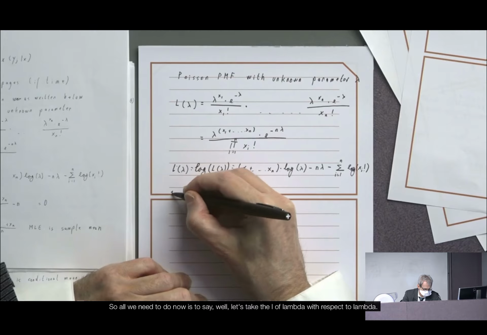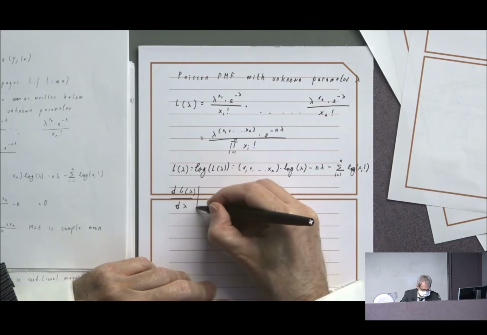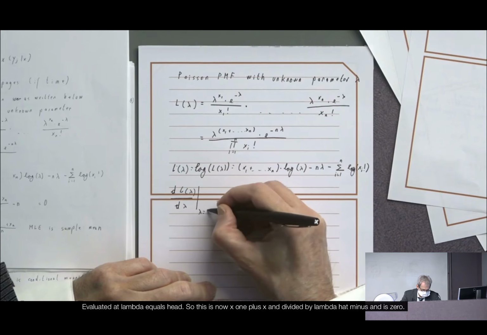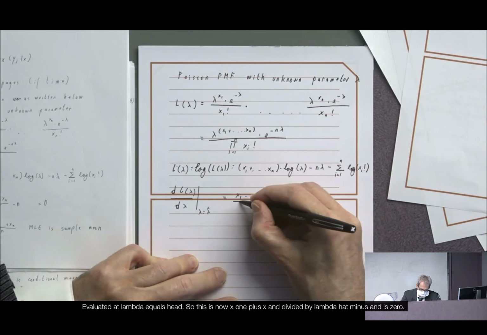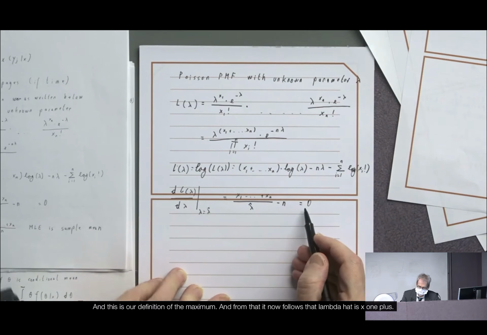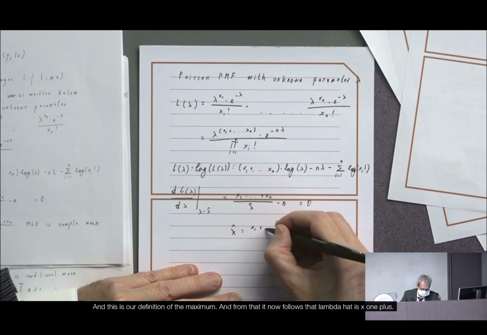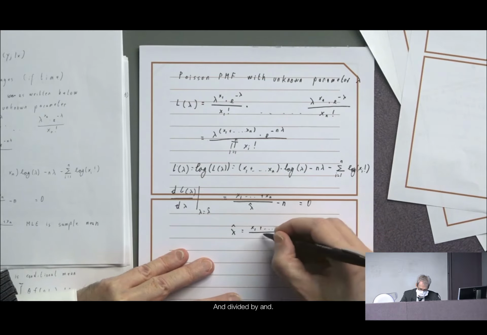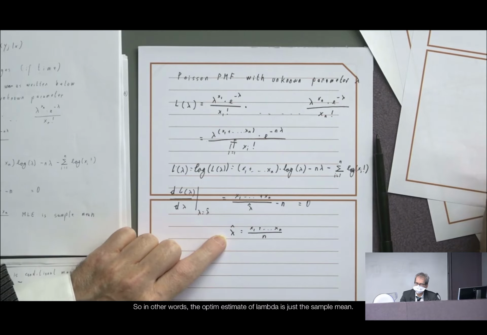So all we need to do now is to say, well, let's take dl of lambda with respect to lambda, evaluated at lambda equals lambda hat. So this is now x1 plus xn divided by lambda hat minus n is 0, and this is our definition of the maximum. And from that, it now follows that lambda hat is x1 plus xn divided by n. So in other words, the optimum estimate of lambda is just the sample mean.